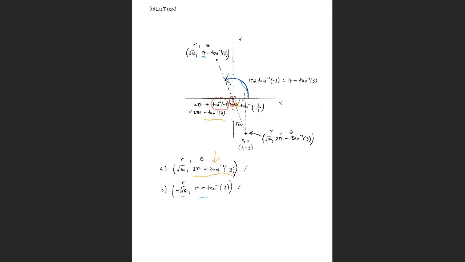Let's see, Renaud. Hold on, Renaud. Why is it 2 pi minus... Okay. So you agree that this angle here, this reference angle here, is the arctangent of -3, right? Okay. So that's an angle.